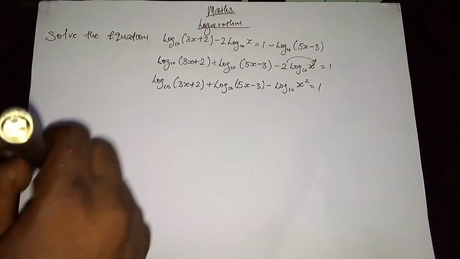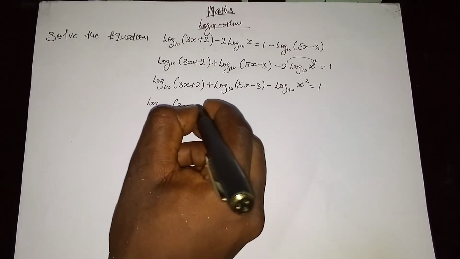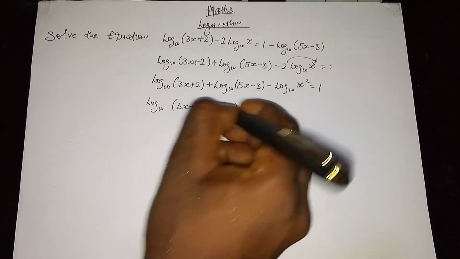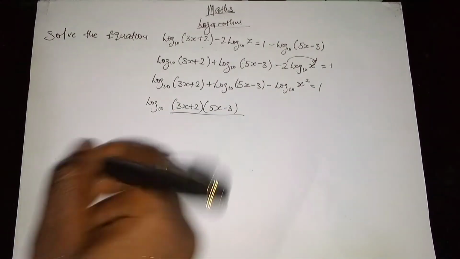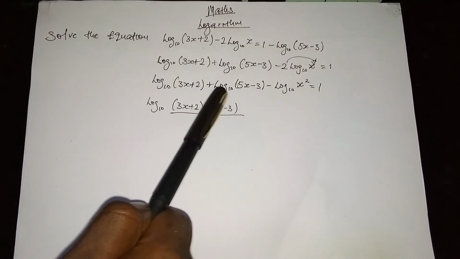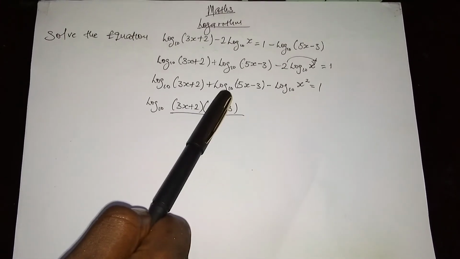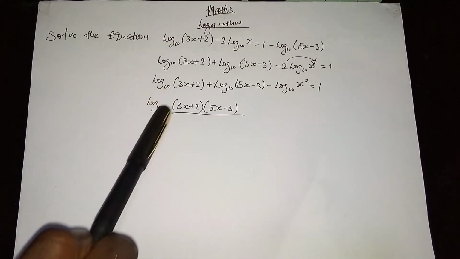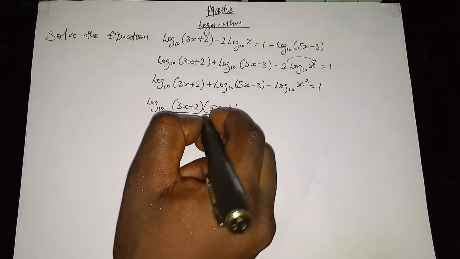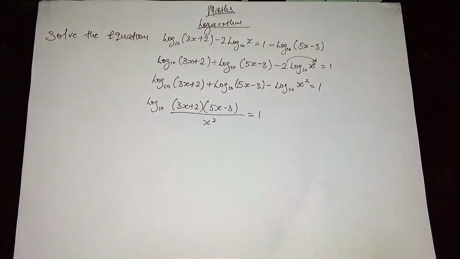So I have, because the logs are uniform, I mean the bases are the same, log base 10 of (3x plus 2) in bracket multiplying (5x minus 3), all divided by x squared. Remember, because the bases are the same, I don't need to represent the base again. I'm not representing this base again, so I used one base to represent all. Remember, so I'm having x squared divided by x squared, then equal to 1.